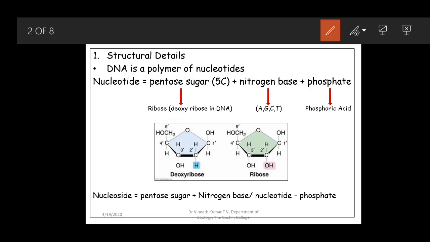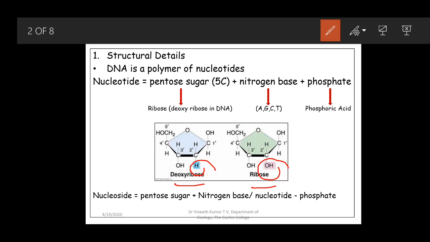So here in the diagram you can see the difference between the deoxyribose and the ribose. The difference is with the hydroxyl group which is present at the 2' carbon. In the case of deoxyribose, that is with DNA, you can see that at the 2' carbon, instead of a hydroxyl group you have a hydrogen, but in the case of ribose it is a hydroxyl group. So when this hydroxyl group is replaced by hydrogen in the case of DNA, it is called deoxyribose, and it is normal ribose in the case of RNA.